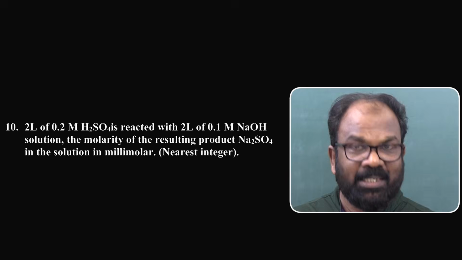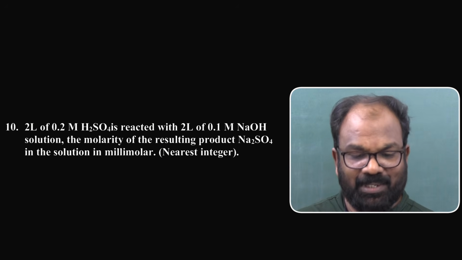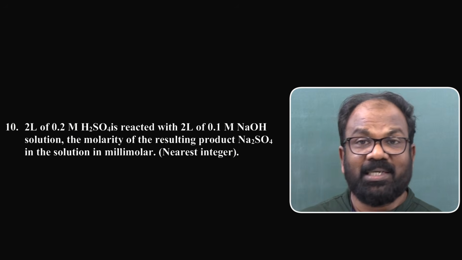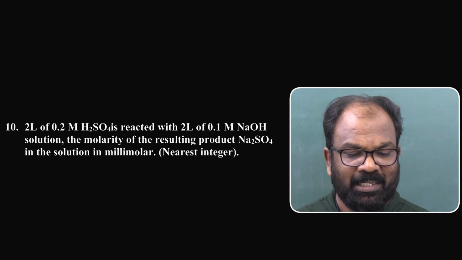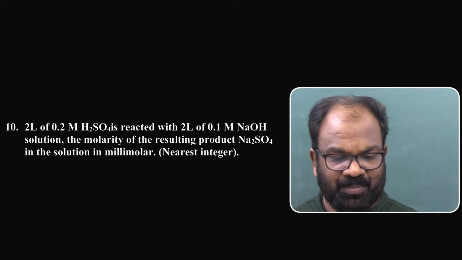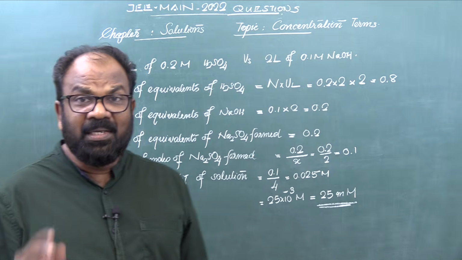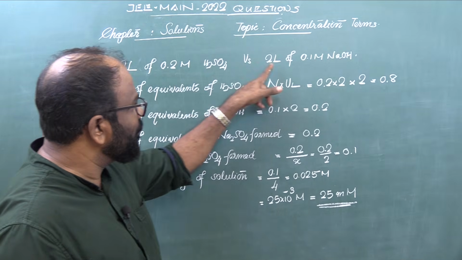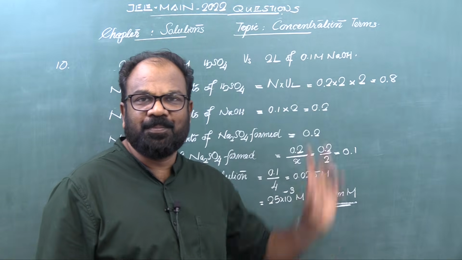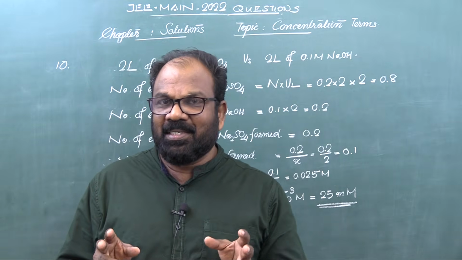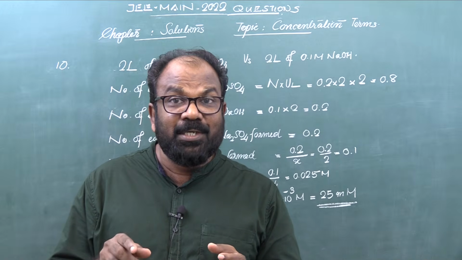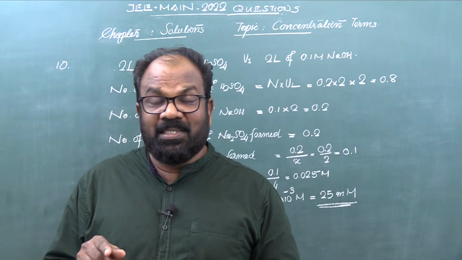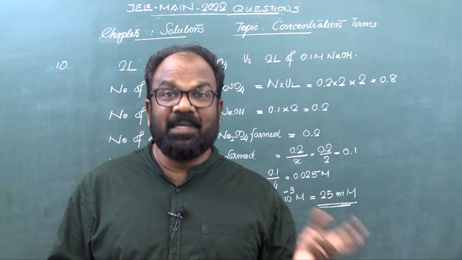Next, question number 10. 2 liter of 0.2 molar H2SO4 is reacted with 2 liter of 0.1 molar NaOH solution. The molarity of the resultant product Na2SO4 in the solution in millimolar is (nearest integer). Listen, this question says 2 liters of 0.2 molar sulfuric acid react with 2 liters of 0.1 molar NaOH solution. When two substances react, we can equate the number of equivalents of substances that react. That means 1 gram equivalent of a substance can always completely react with only 1 gram equivalent of another substance.